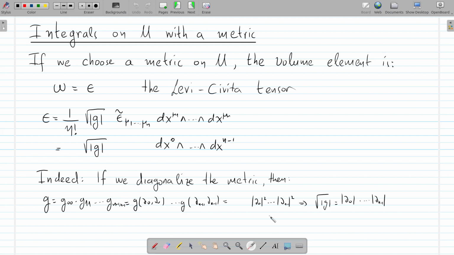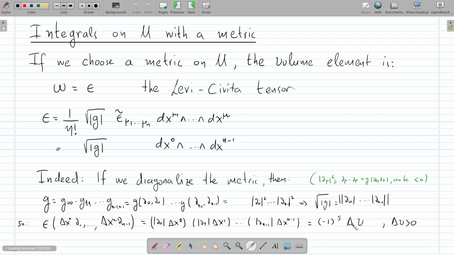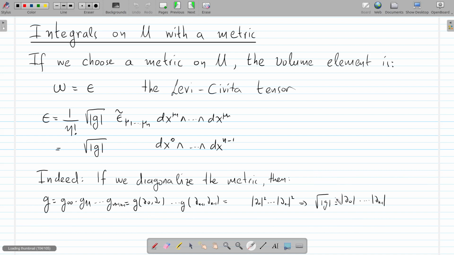So you see that the square root of g is the absolute value of the product of the square root of the inner products of each member of the basis, which we can call the norm of those vectors. So there is an absolute value here. Sorry, I forgot it.